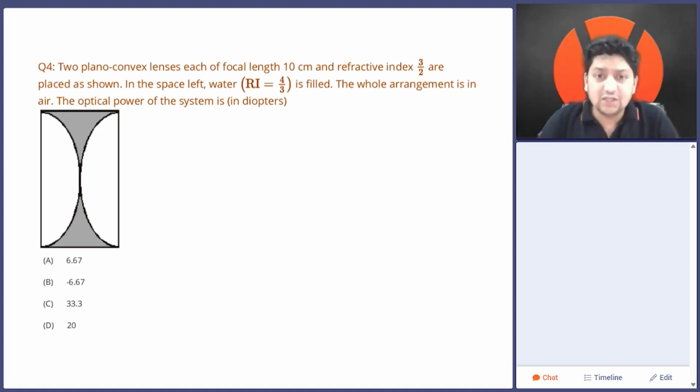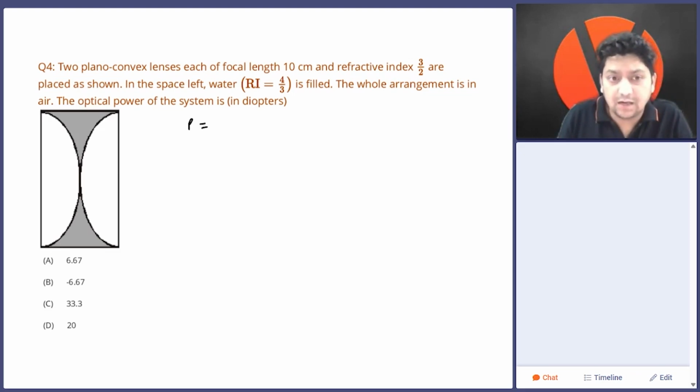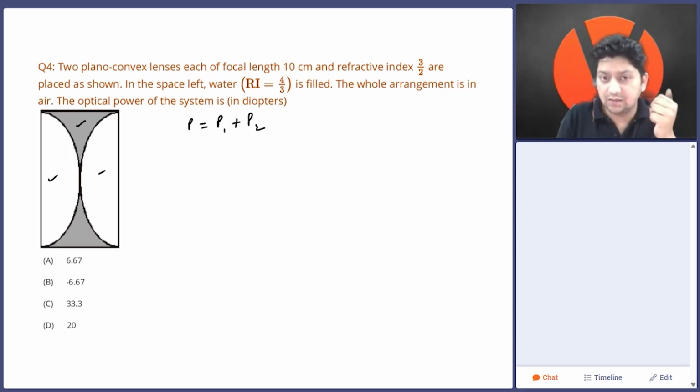Two plano-convex lenses, each of focal length 10 cm and refractive index 3/2, are placed as shown. If in the space left water is filled, the whole arrangement is in air, we need to figure out the optical power of the system. So we know, see, it consists of three lenses basically. One is plano-convex, second one is concave lens, and the third one is plano-convex. Now power, we can get by adding all the powers of the three lenses, right? So let's figure out what will be the power of these three lenses.